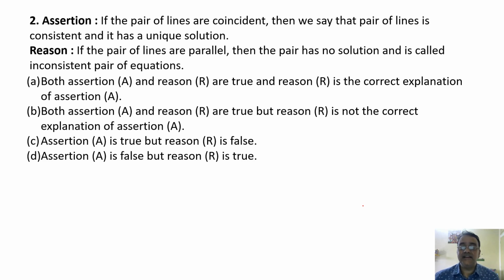If the pair of lines are coincident, then we say that the pair of lines is consistent and it has a unique solution. Second, reason. If the pair of lines are parallel, then the pair has no solution and is called inconsistent pair of equations. So let us start with the coincident. Actually, if the pair of lines are coincident, then it has not unique solution. It has how many solution?